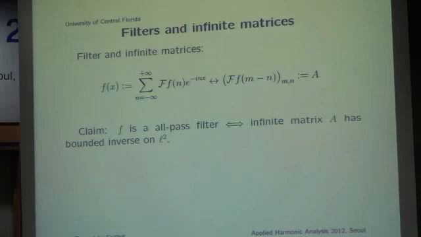Also, you can connect Wiener's lemma with signal processing by filtering and infinite matrices, because any periodic function you can consider as a filter. But you can also consider it as a matrix, because the filtering application to a sequence can also be considered in the time domain as a matrix application. So f as an all-pass filter is equivalent to saying the infinite matrix has a bounded inverse on L2. So essentially you make the mathematical connection between the linear interpretation of a non-zero property for the functions and the inverse property for the infinite matrix. We want to extend that interpretation later.